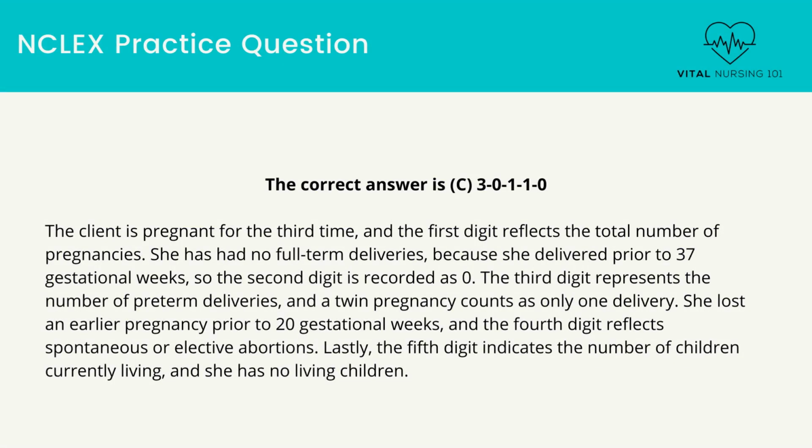The client is pregnant for the 3rd time, and the first digit reflects the total number of pregnancies. She has had no full-term deliveries, because she delivered prior to 37 gestational weeks, so the second digit is recorded as 0. The third digit represents the number of preterm deliveries, and a twin pregnancy counts as only one delivery. She lost an earlier pregnancy prior to 20 gestational weeks, and the 4th digit reflects spontaneous or elective abortions. Lastly, the 5th digit indicates the number of children currently living, and she has no living children.